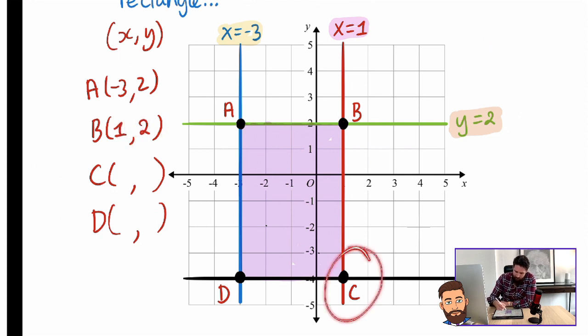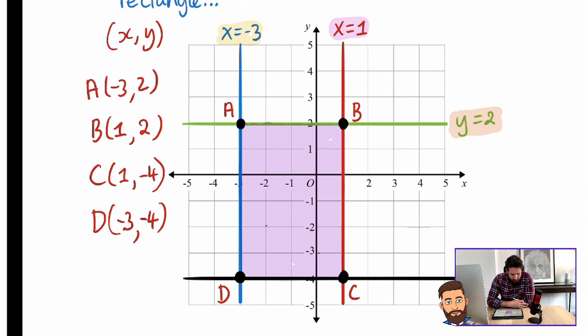How do I get to C? C, starting at the center, I've got to go across, always across first, x is always first. I've got to go across 1, and then on the y, I've got to go down to -4, so 1, -4. D, how do I get to D? Starting at the origin, I go across to -3, so the x is -3, and then down to -4, so the y is simply -4.